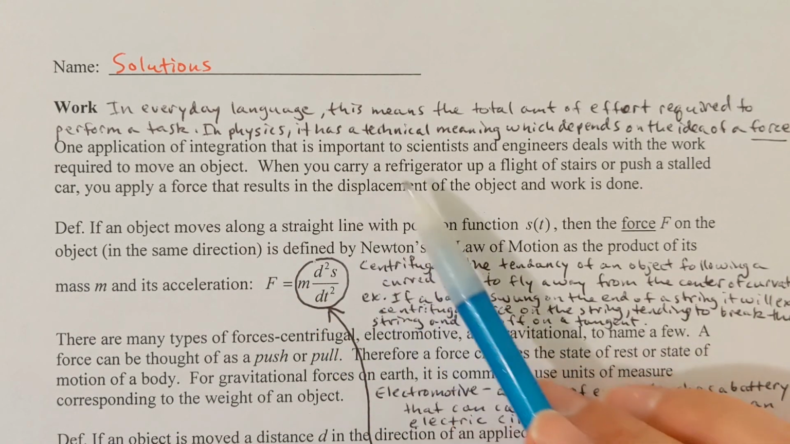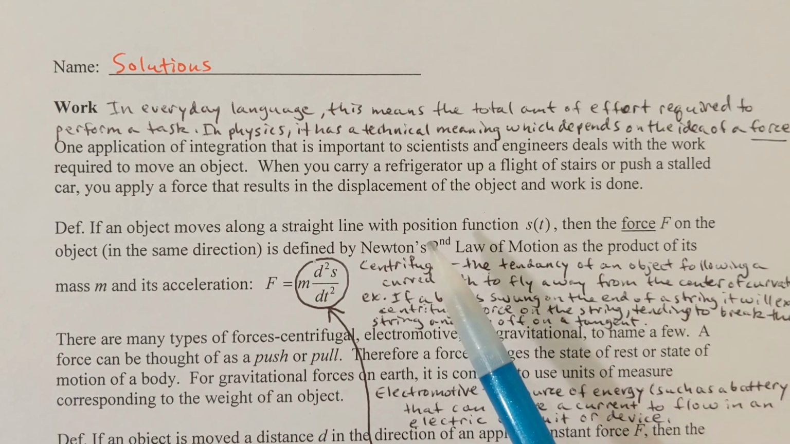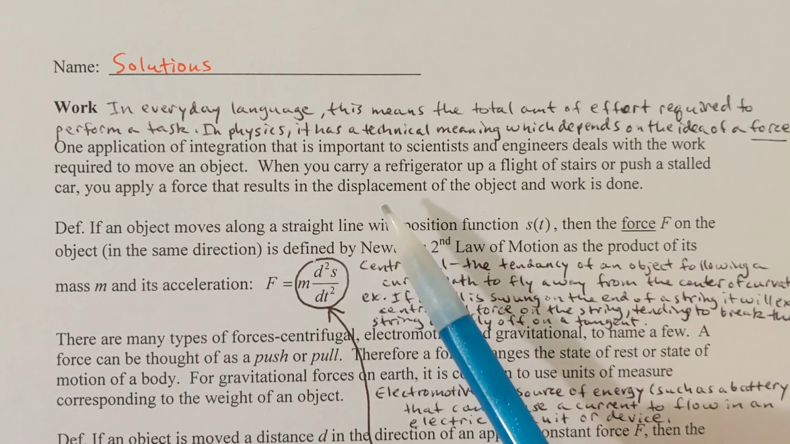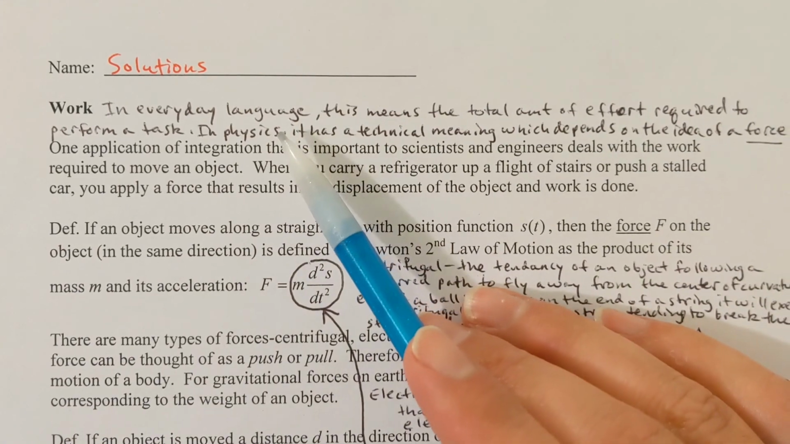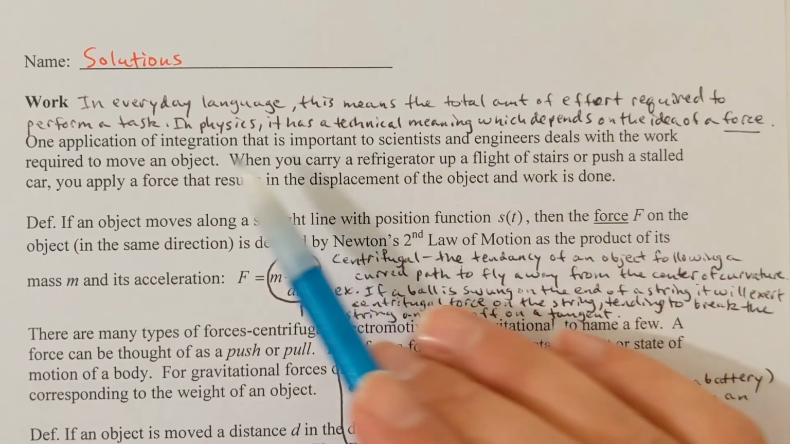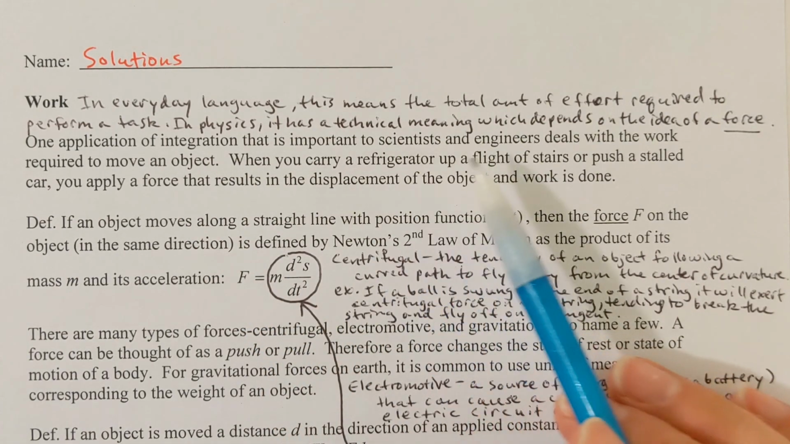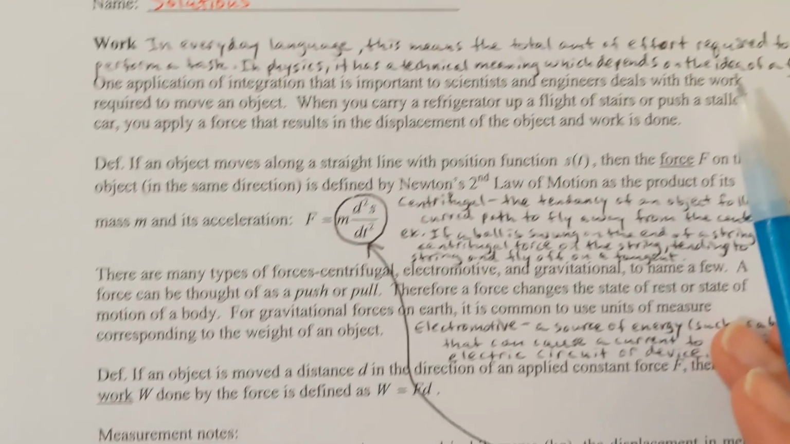Okay, so like when you carry a refrigerator up a flight of stairs or push a stalled car, you apply a force that results in the displacement of the object and work is done. Now in everyday language, when you talk about the word work, you're describing the effort required to perform a task. In physics, it has more of a technical meaning that depends on the idea of a force.